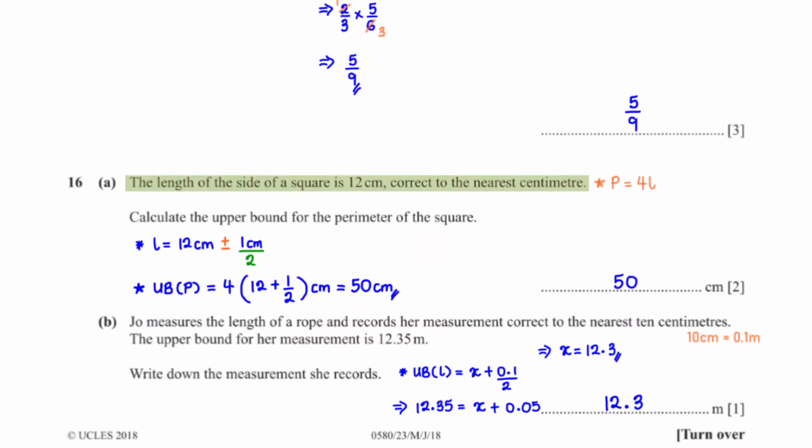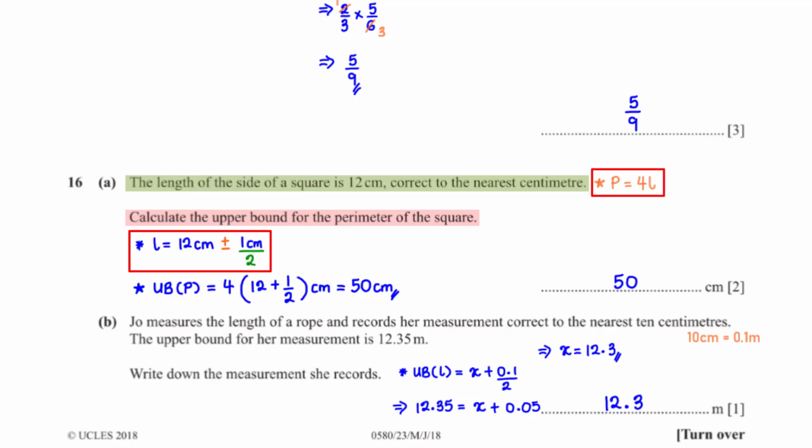The length of the side of a square is 12 centimeters, correct to the nearest centimeter. Calculate the upper bound for the perimeter of the square. To correct the length to the nearest centimeter, we have 12 centimeters. Then we bring in plus and minus 1 centimeter. Then we divide 1 centimeter by 2.